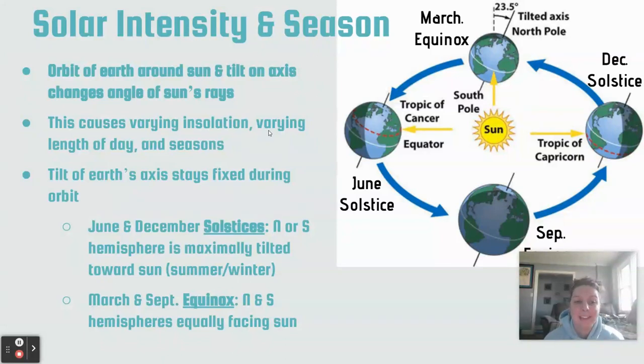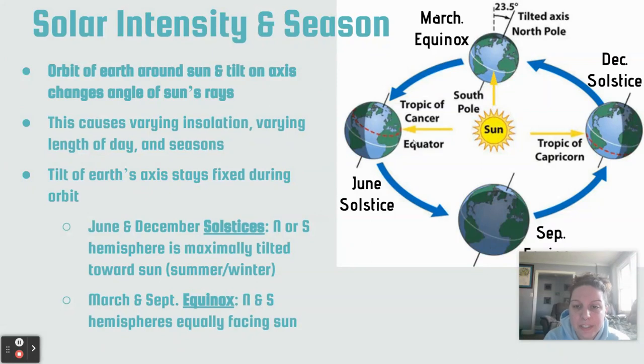So understand that the tilt of Earth's axis stays fixed during its orbit, so it's always tilted at 23.5 degrees. So depending on where the Earth is in its orbit of the sun, we're going to have different places getting different levels of insolation. So let's start with our June and December solstices.